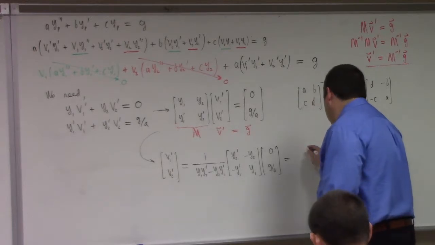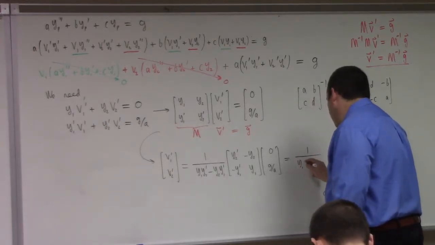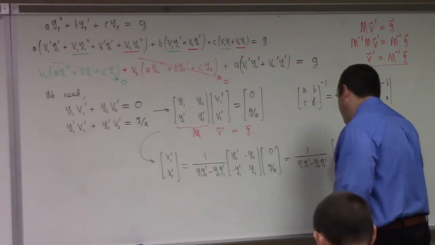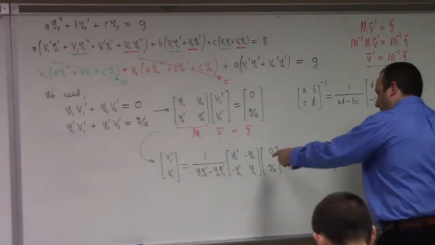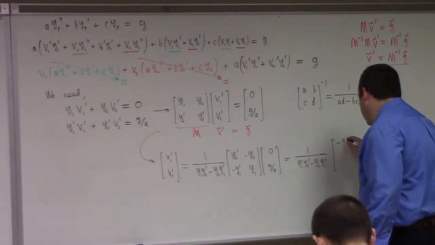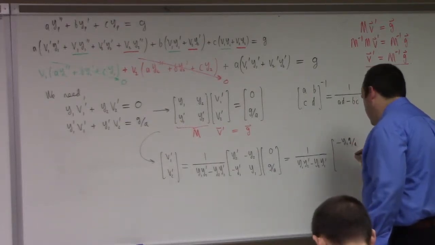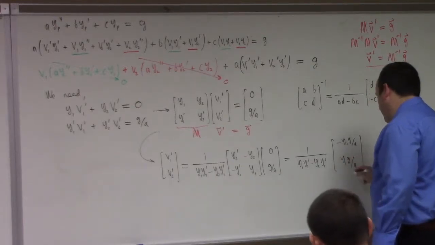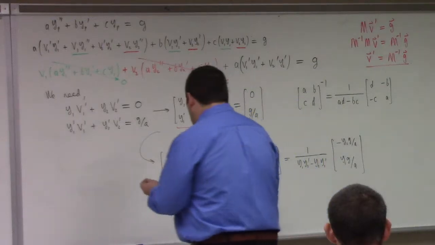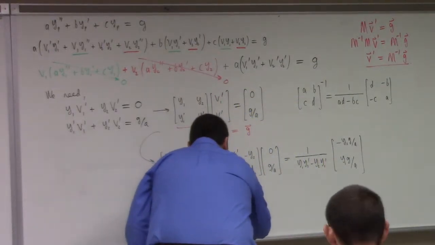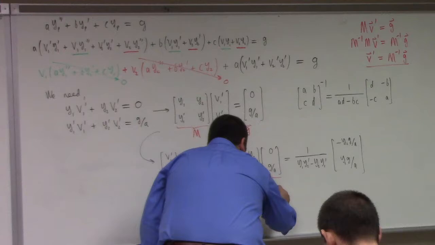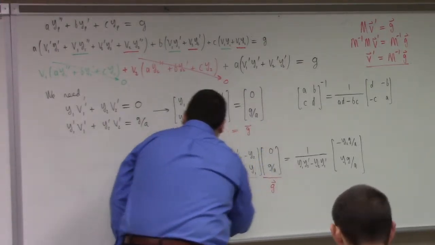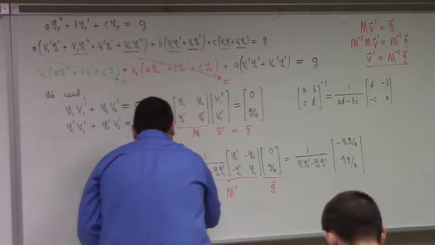And so what I get is 1 over Y1 Y2 prime minus Y2 Y1 prime. And let's see here. This gives me minus Y2 G divided by A, and then Y1 G divided by A. Again, just to emphasize, this is my inverse matrix, and this is what I call the G vector. And this is what I was calling vector V prime.